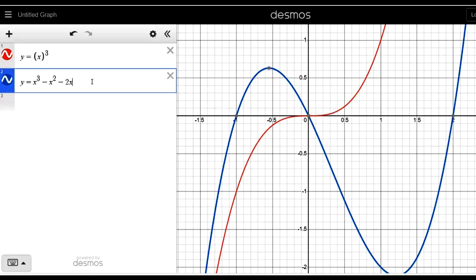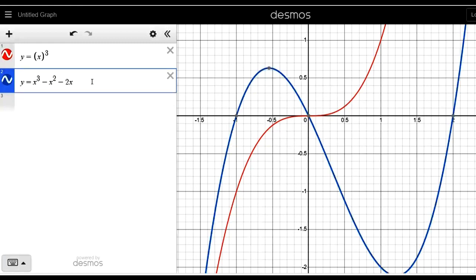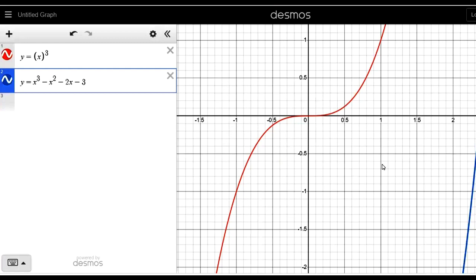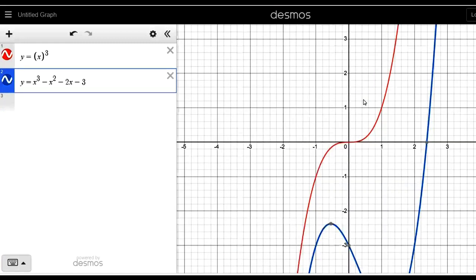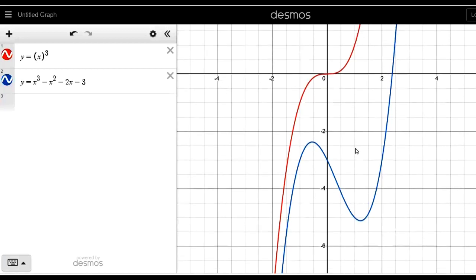Now, of course, if I add a number at the end, let's do minus 3. Oops, I did that wrong. Let's try that, minus 3. Now what's happened to my graph, I've scooted it down, so I still have the same shape, but I now only have one x-intercept. Check that out.